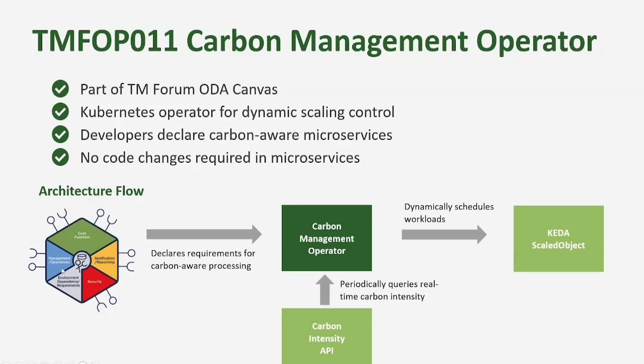And the way in which this works is a component declares its requirements for carbon aware processing. And then in the canvas, you have this carbon management operator. What this does is it periodically queries real-time carbon intensity data from the zone where it's operating. And it uses that to dynamically schedule the workloads of that component. It's actually built on something called KEDA, on a KEDA scaled object. So the concept is this carbon management operator does the hard work of actually querying and getting the carbon intensity data and then using that to dynamically scale your component based on the requirements that you've set as the developer of that component.